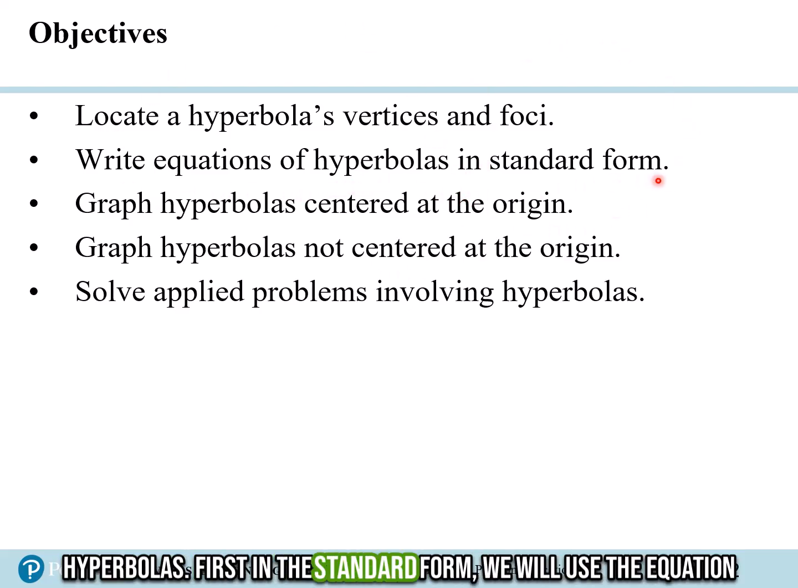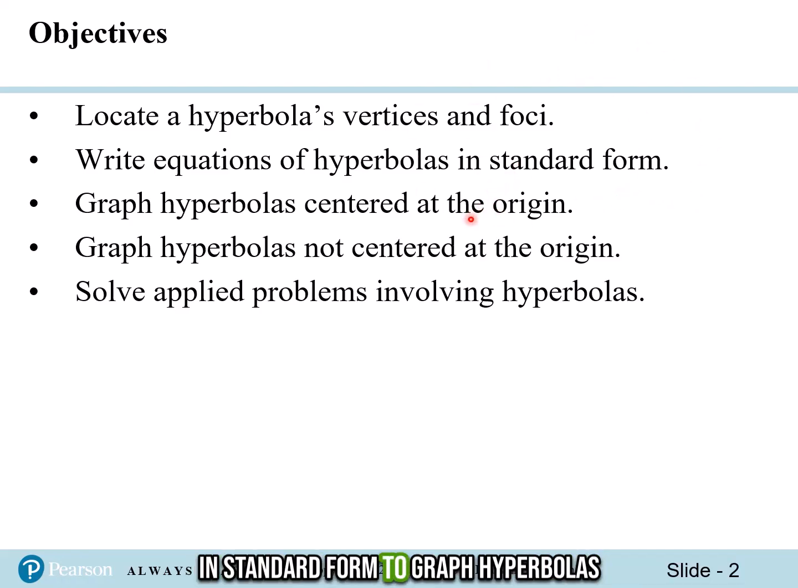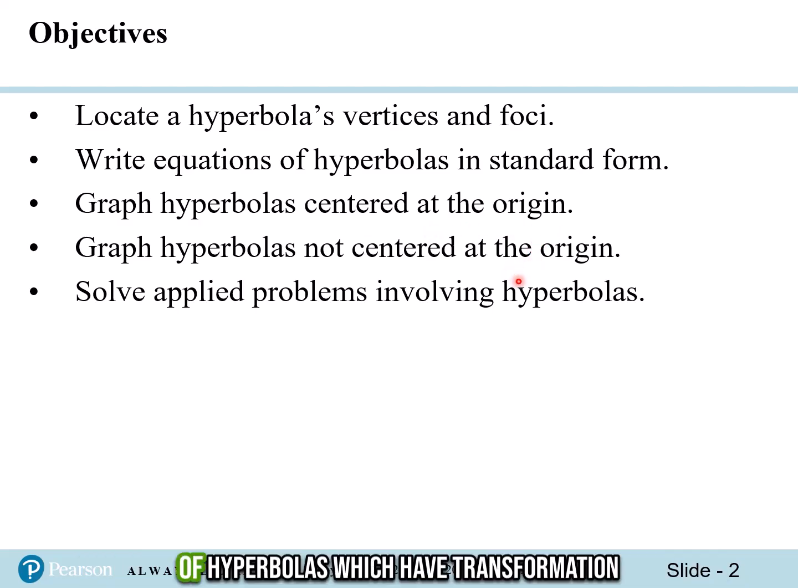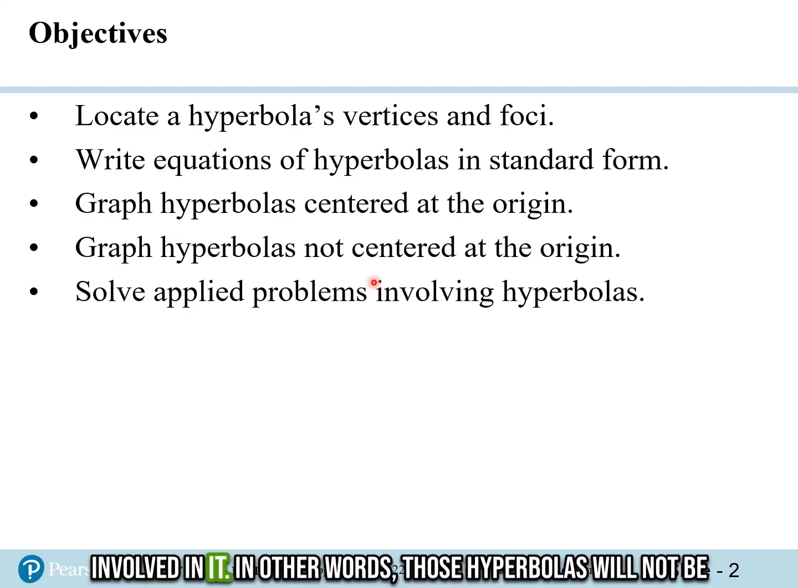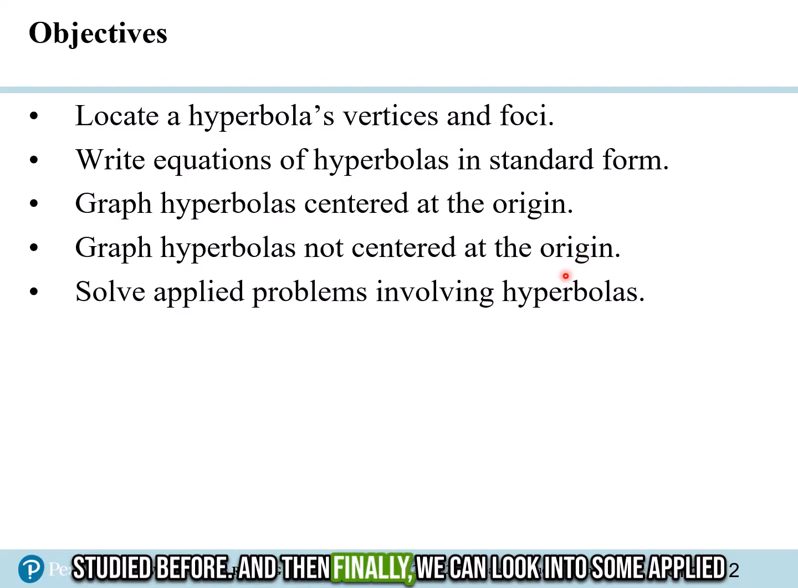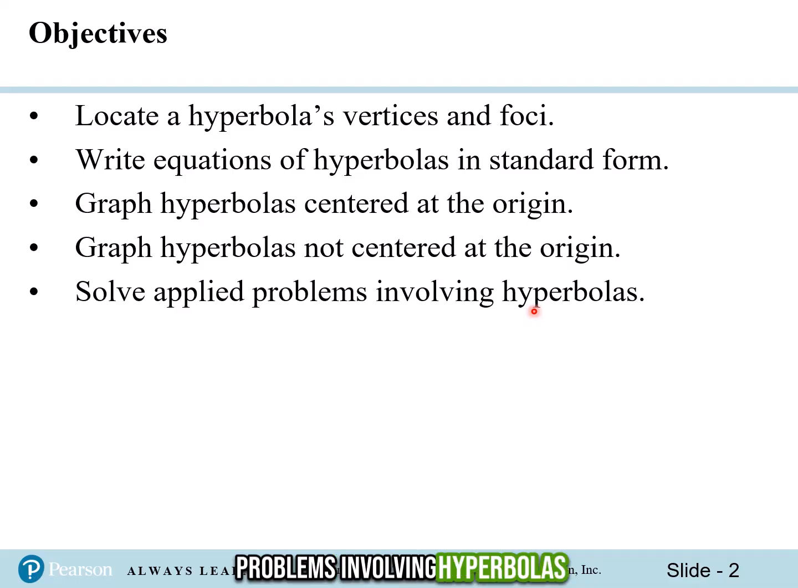First, in the standard form, we will use the equation to graph hyperbolas centered at the origin. And then we will look at the equations of hyperbolas which have transformations involved. In other words, those hyperbolas will not be centered at the origin, just as in the case of the ellipse that we studied before. And then finally, we will look into some applied problems involving hyperbolas.